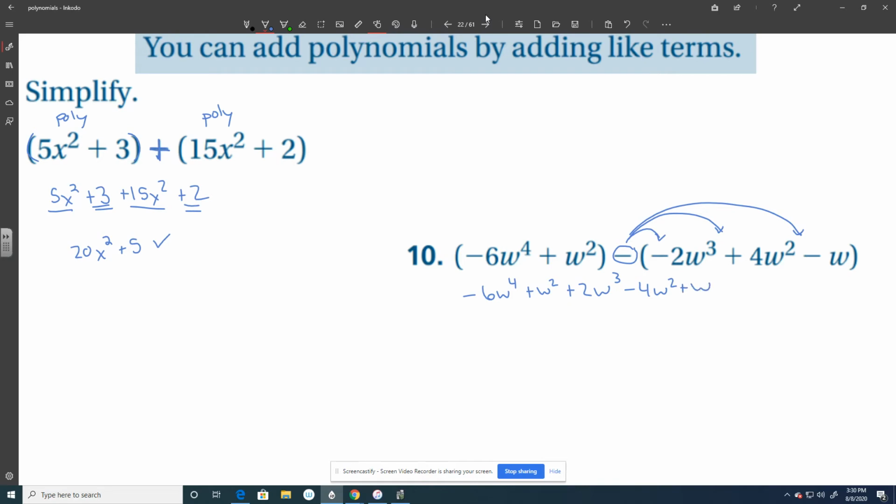So now I just look for my common terms, my like terms. W to the 4th is the biggest, and it's the only one. So we're going to put that first.